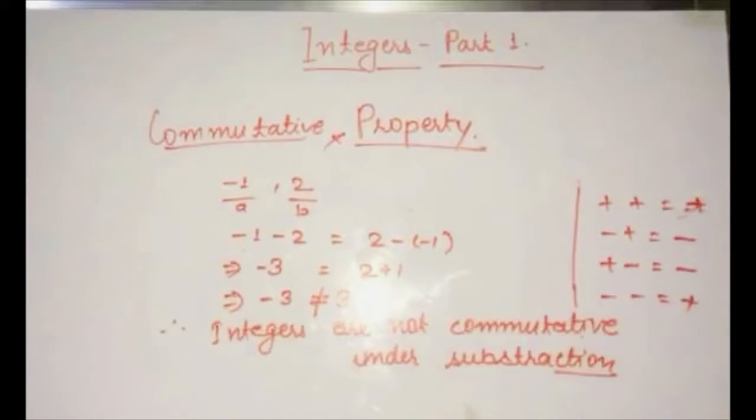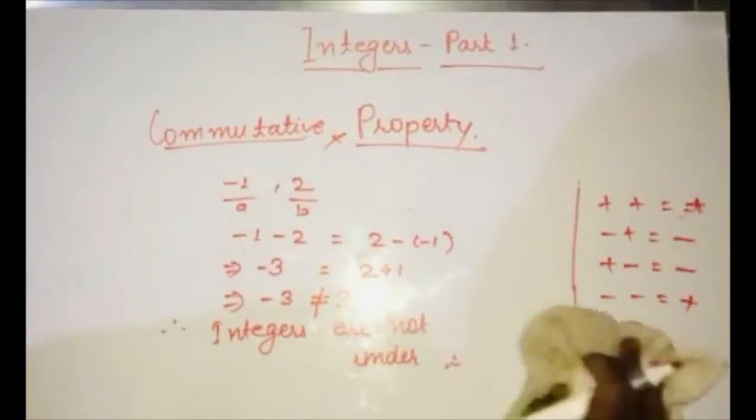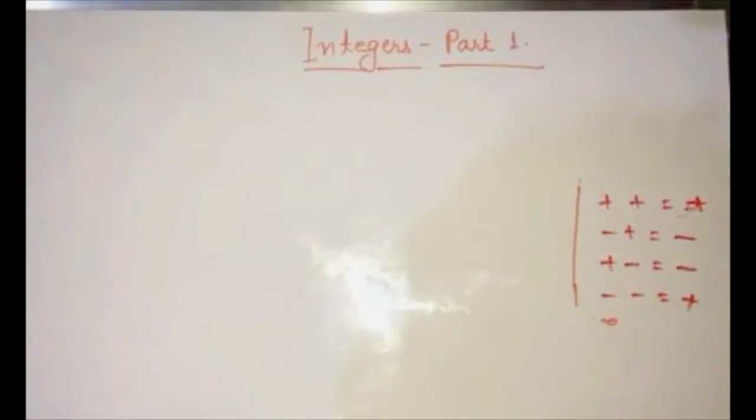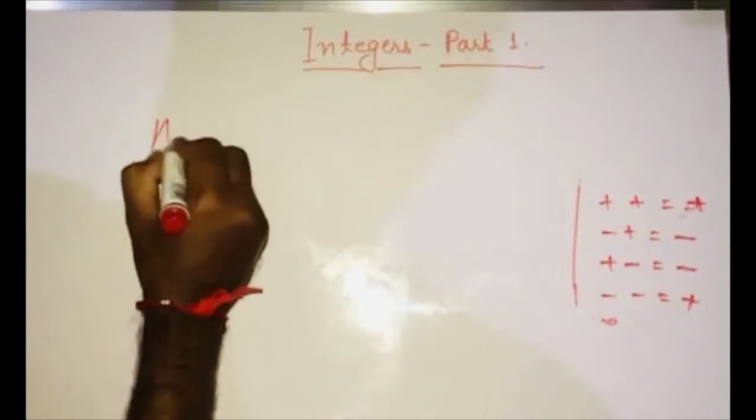Okay, as simple as that. So you saw both the commutative property under addition and under subtraction. Now the next one is the associative property. Okay, so what is associative property?